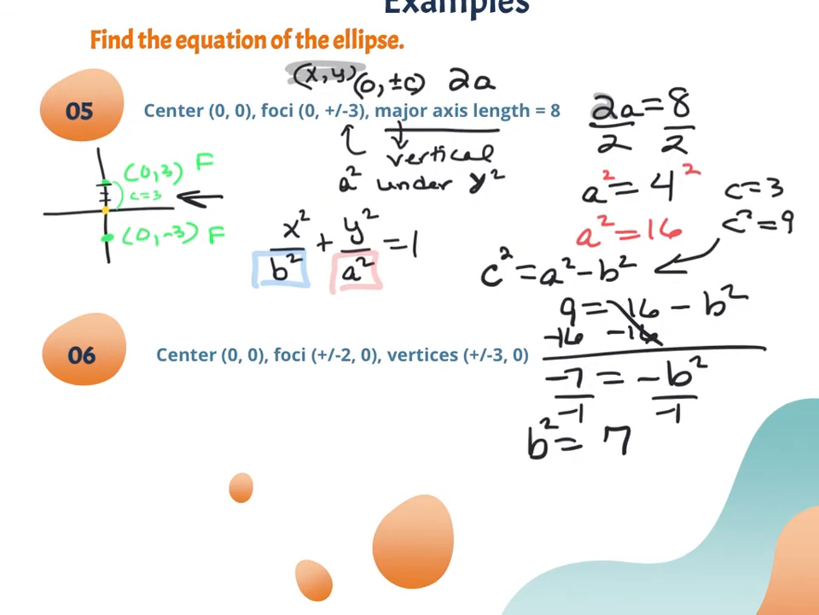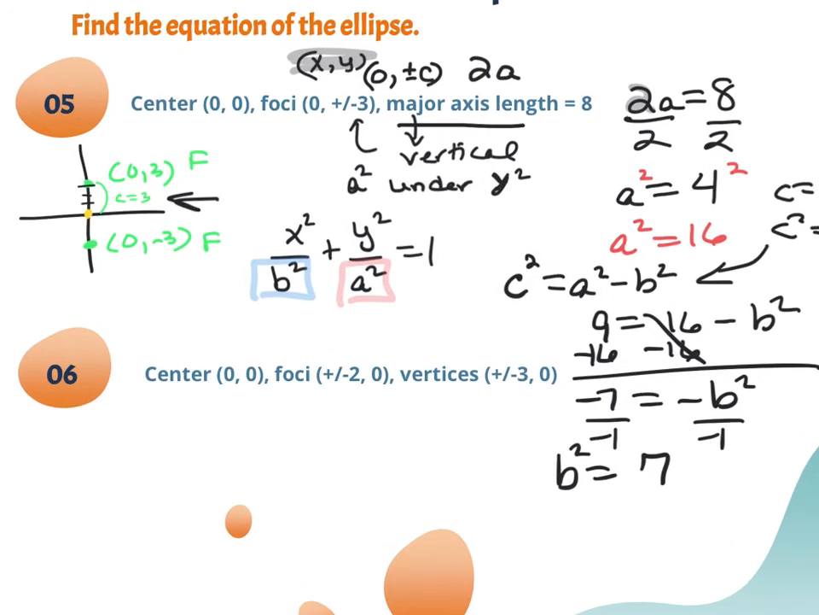So now I can come back up here where I wrote my equation, and my final answer here is x squared over 7 plus y squared over 16 equals 1. And you're done.